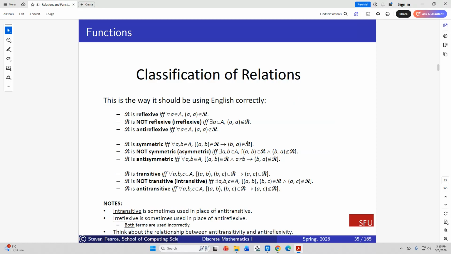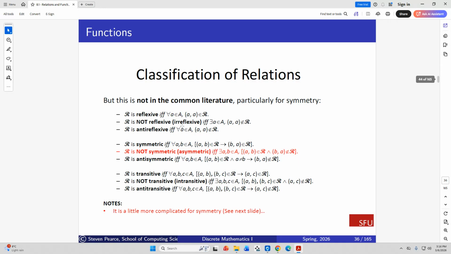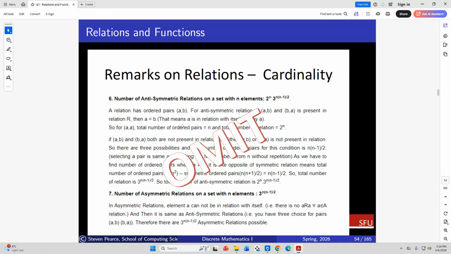Make sure you memorize this, and note that there are a lot of discrepancies with the nomenclature in the literature. Some textbooks will call anti-reflexive irreflexive. I mean, just stick with this. It's the best way. It's my way, and it's correct. So, okay, haven't done that.